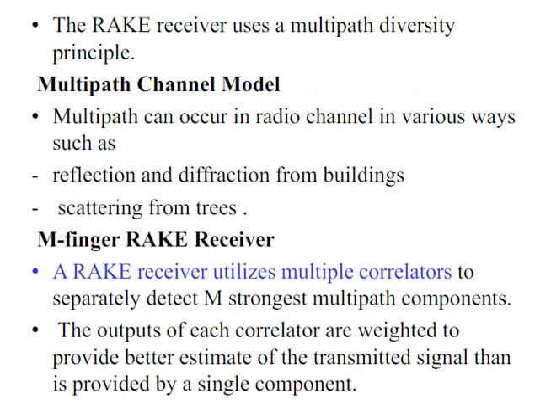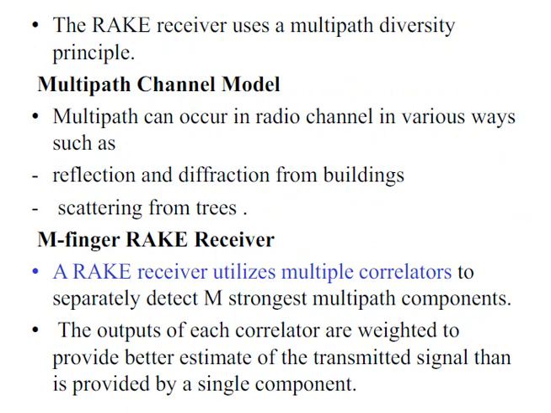The RAKE receiver uses a multipath diversity principle. Multipath channel model. A multipath can occur in a radio channel in various ways, such as reflection and diffraction from buildings, and scattering from trees. M-finger RAKE receivers.